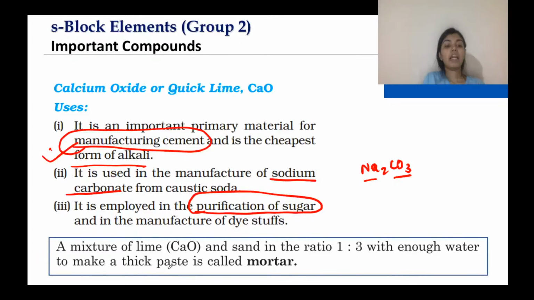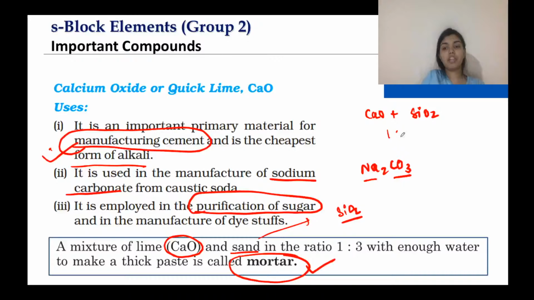Right? Now, if you take a mixture of quicklime, let us say calcium oxide, and sand, basically SiO2, in the ratio of 1 so as to make a thick paste out of it, that paste is called what? Mortar. So calcium oxide plus SiO2 will form a thick paste that is known as mortar.